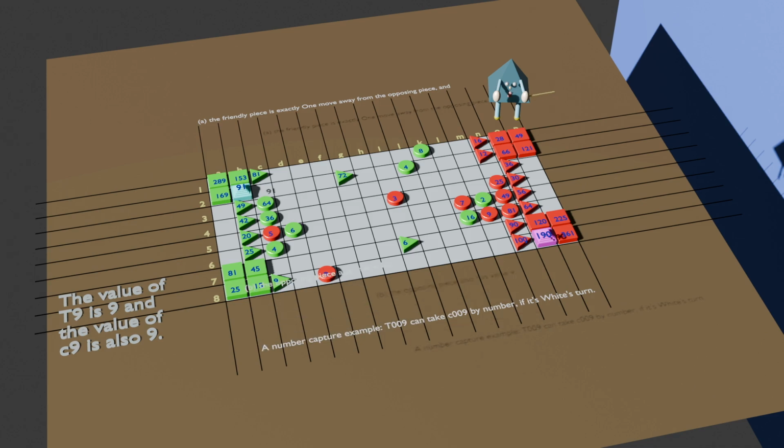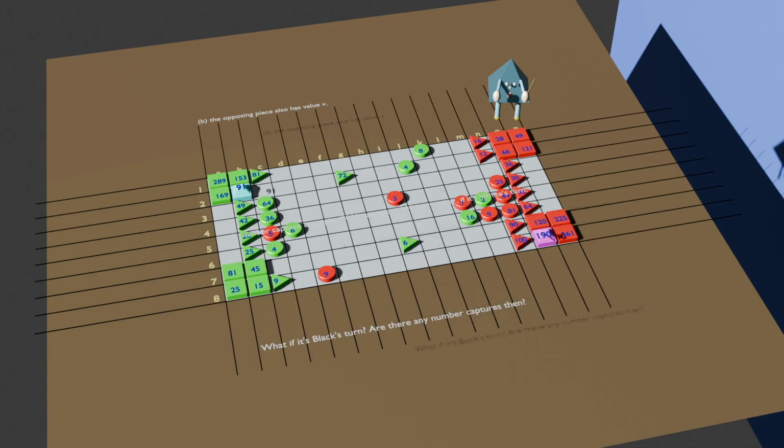A number capture example. White triangle T9 can take black circle C9 by number, if it's white's turn. What if it's black's turn? Are there any number captures then? In this case, if it's black's turn then C9 cannot take T9 by number, since the circle is 2 moves away.